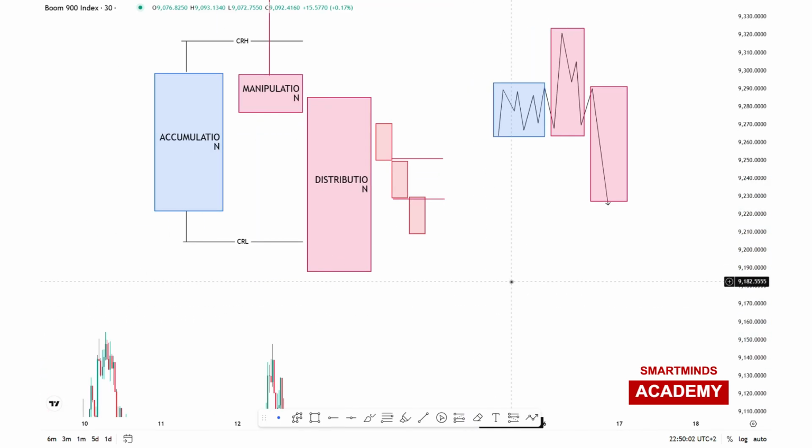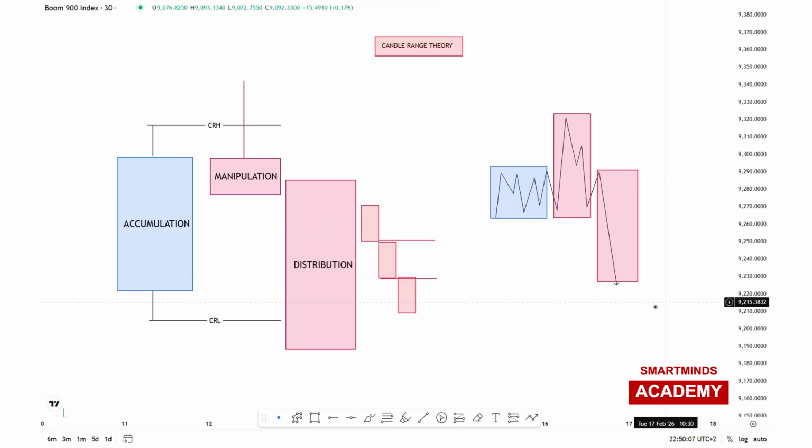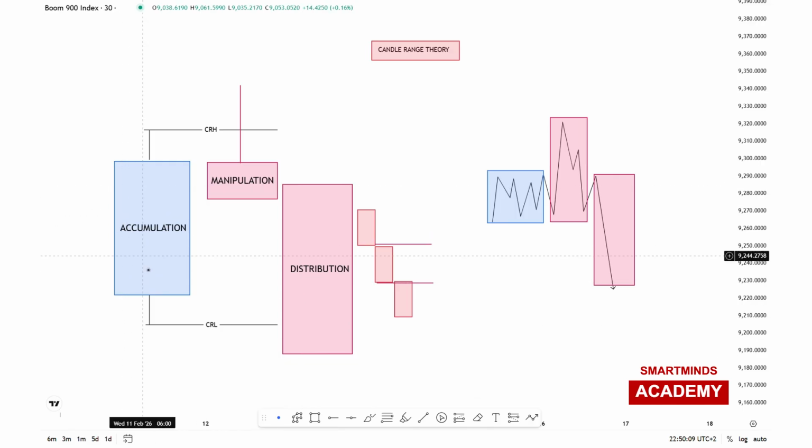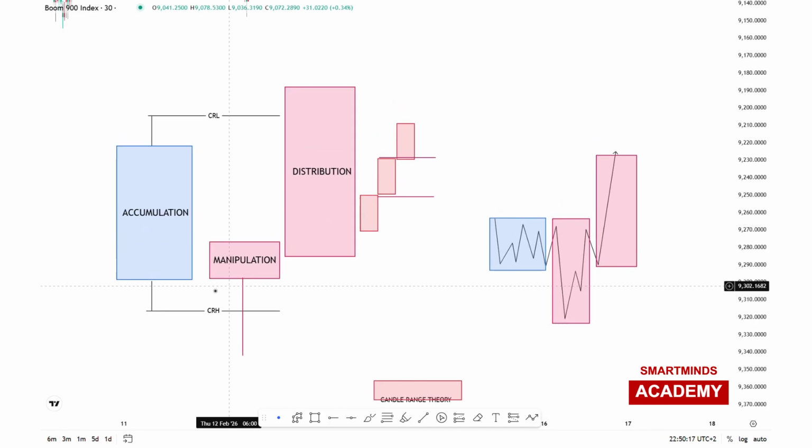So this is what I'm trying to tell you here with the range theory. About the candlesticks, either there's going to be a bearish distribution, or a bullish distribution. Also, you can just flip. You expect to see your accumulation, your manipulation, and then your distribution. On this distribution candlestick, we are going to look for a favorable gap.